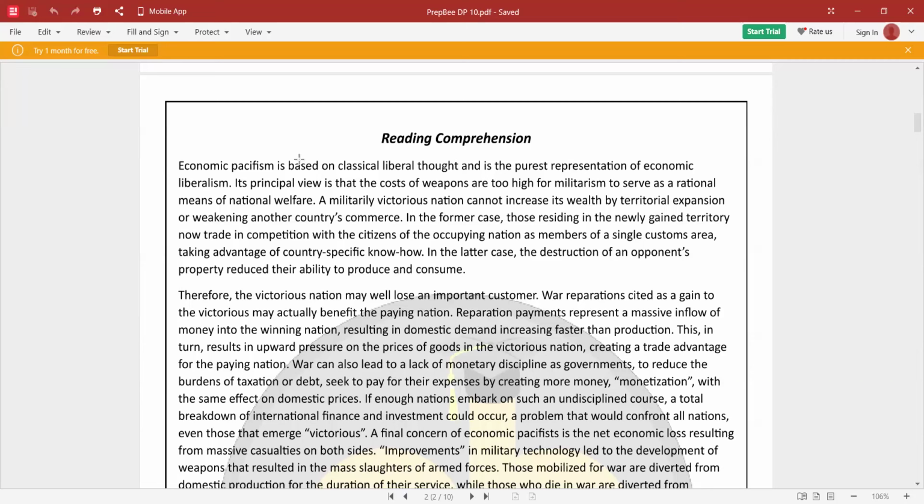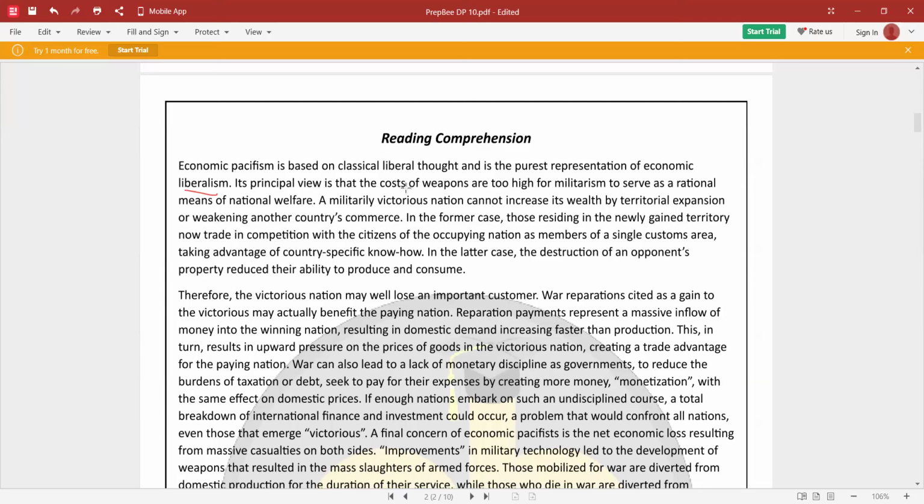So economic pacifism is based on classical liberal thought and is the purest representation of economic liberalism. The first sentence says that economic pacifism stems from classical liberal thought. What is it? Classical liberal thought means it should promote free market, limited government, government should have very little power. It is the purest form of economic liberalism and it opposes militarism, basically, which we'll see in the further lines.